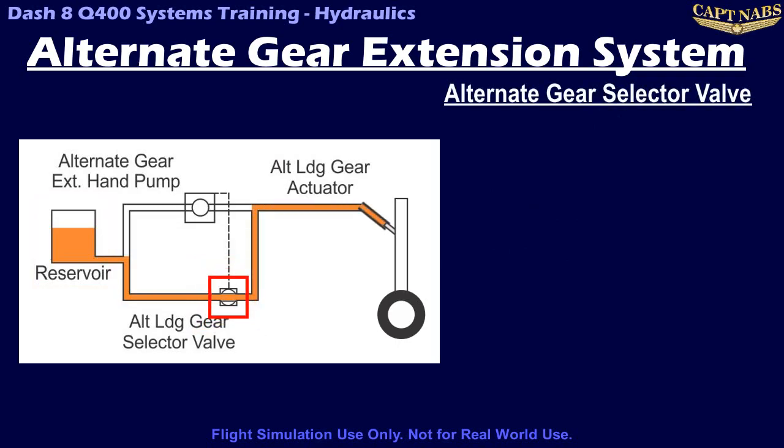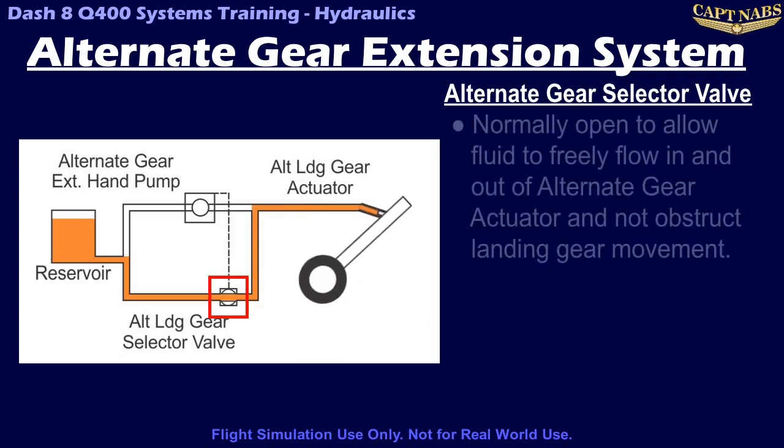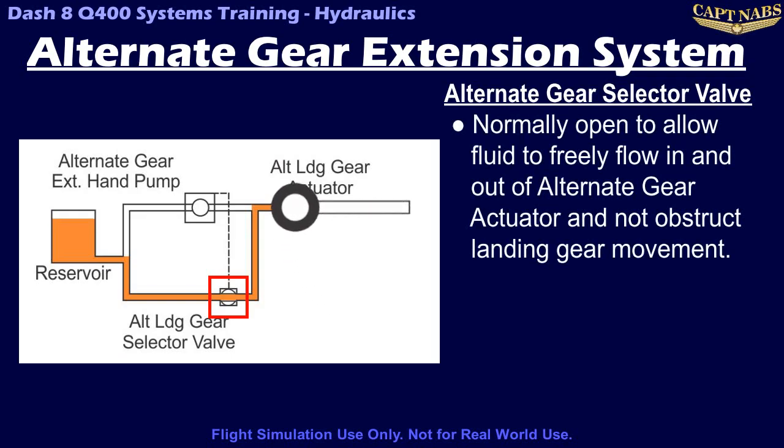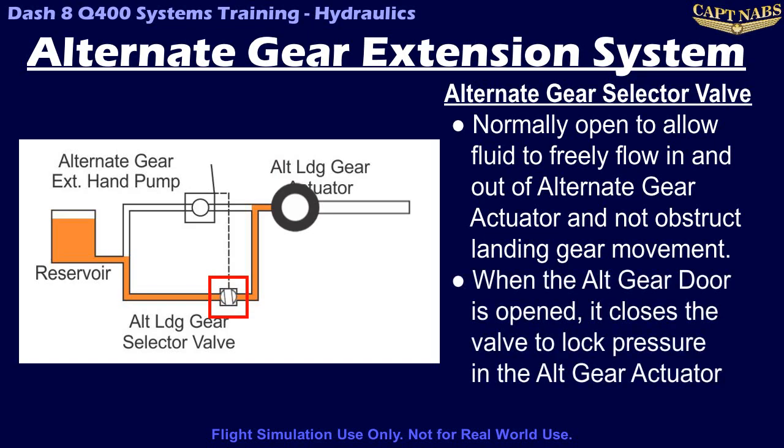It is normally open so that fluid can flow freely in and out of the alternate landing gear actuators and does not impede the normal operation of the landing gear. When the landing gear alternate extension door, which is on the floor of the flight deck, is opened, the selector valve is closed, locking in any pressure that exists into the actuators.